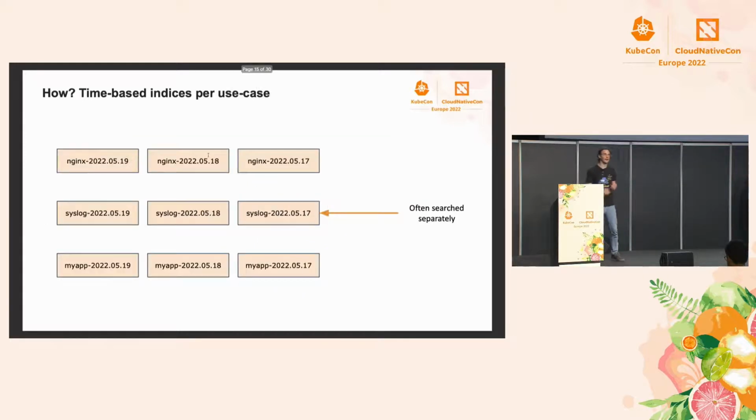In practice, you would have multiple series of such time-based indices. Normally, we would break them down by how you'd search them. So for example, if we search Nginx logs separately from syslog, in general, we don't have to search through everything, then it makes sense to keep them in separate index series.